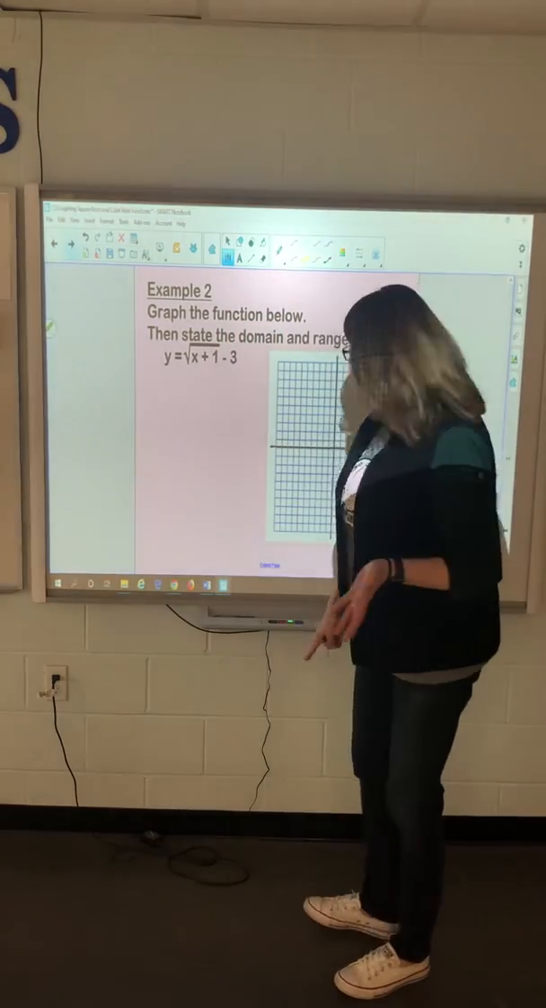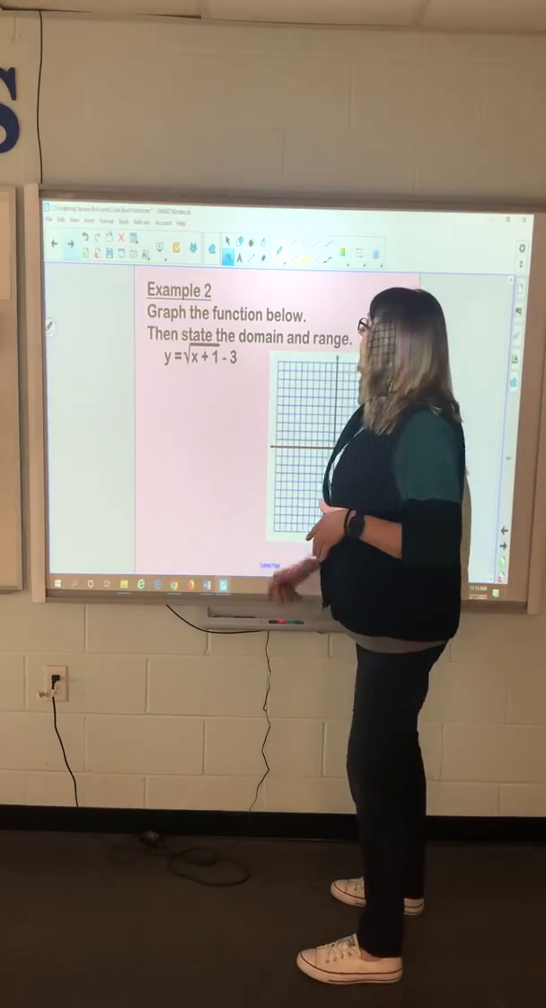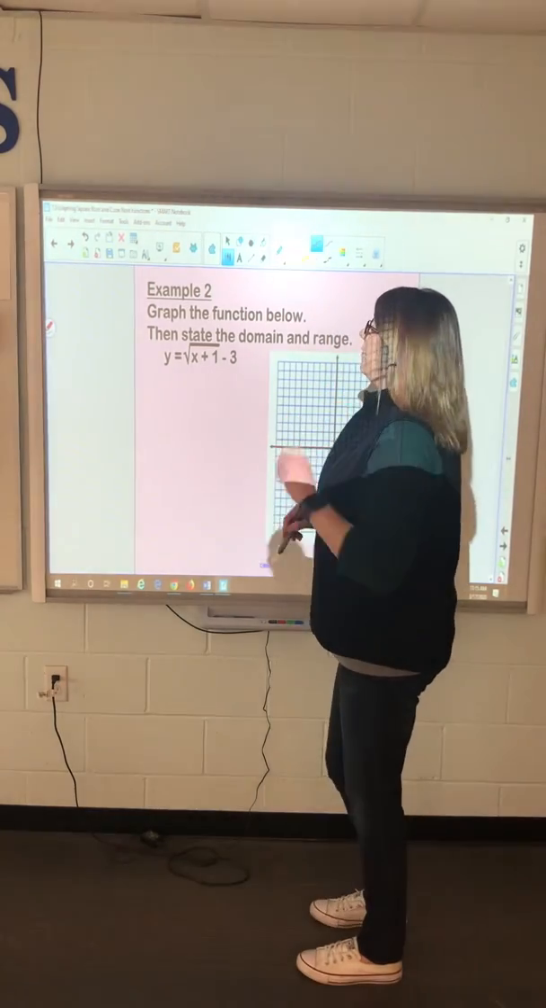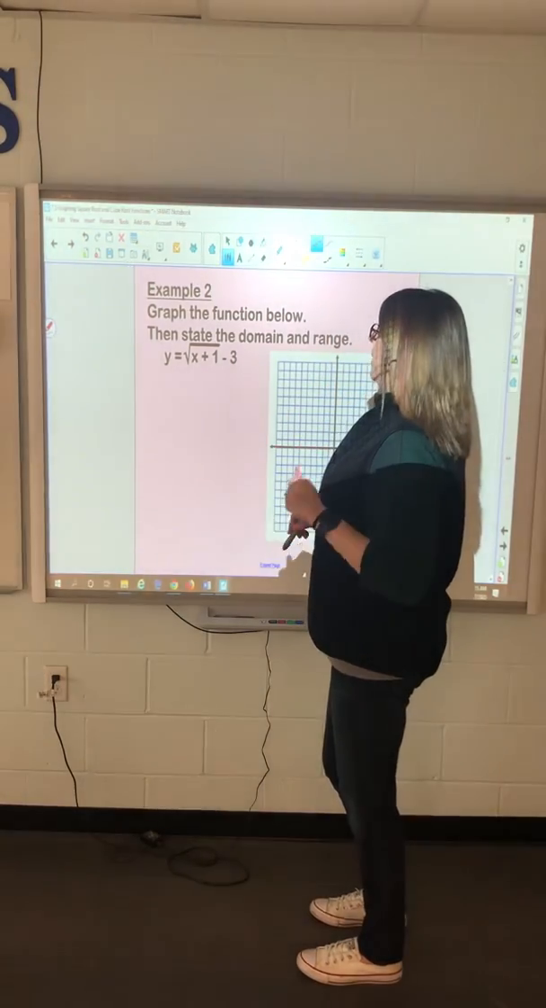So let's see if we can apply this. So as we look at this problem right here, it says graph the function below, then state the domain and range.